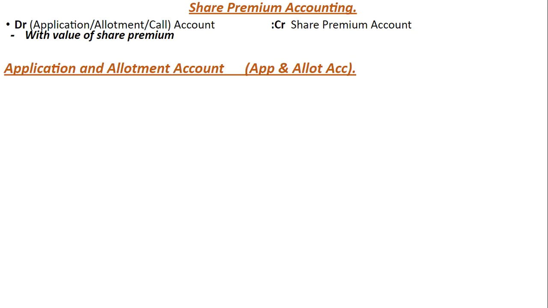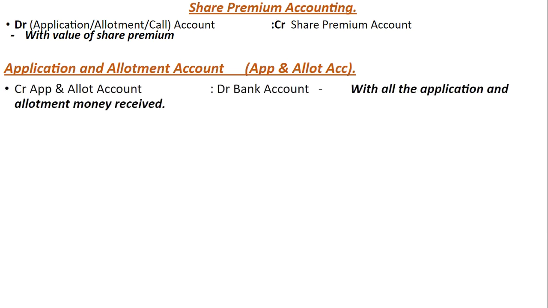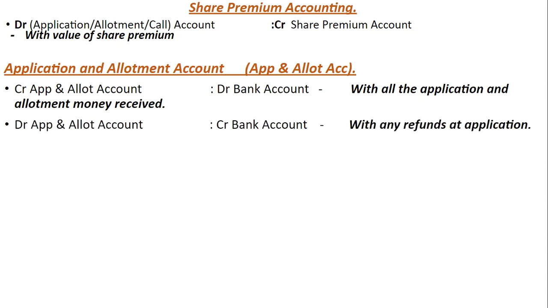Application and allotment account. This is an interesting section for examiners. Rarely would you find in an examination where you are asked to prepare a separate application and a separate allotment account. Ideally, all that is needed here is for you to combine the information that you know on application account alone and the information that you know on allotment account alone, and put this information together into the application and allotment account. You need to credit application and allotment account with all the application and allotment monies received and debit bank account being the double entry.